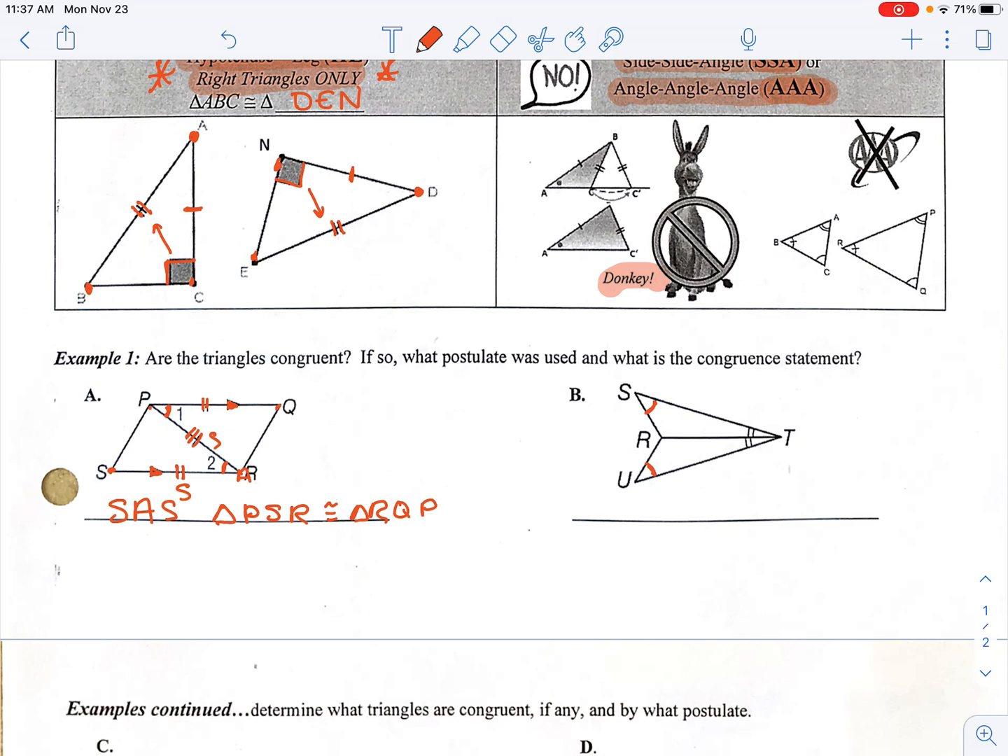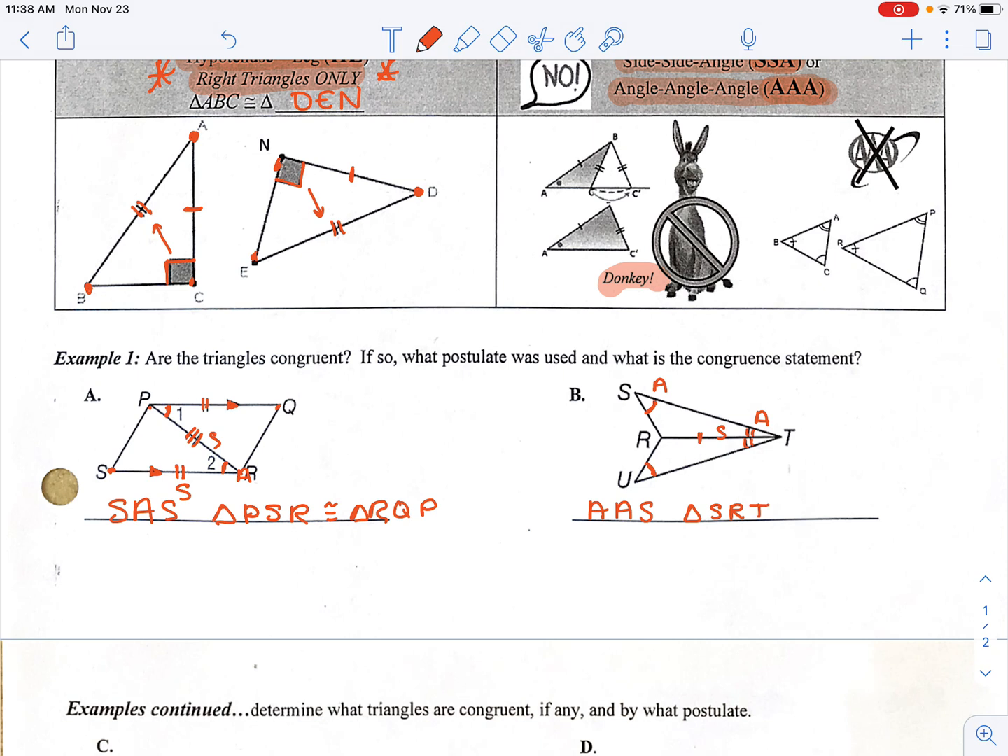For example 2, they give us angles already. So we have two angles. We have S and R are the same, and we have angle T and angle T being the same. We can make an additional marking. Notice how both triangles are sharing that side RT, so you can make a tick mark there. So look at this. I've got an angle, and I have a side. So I would say this is angle, angle, side.